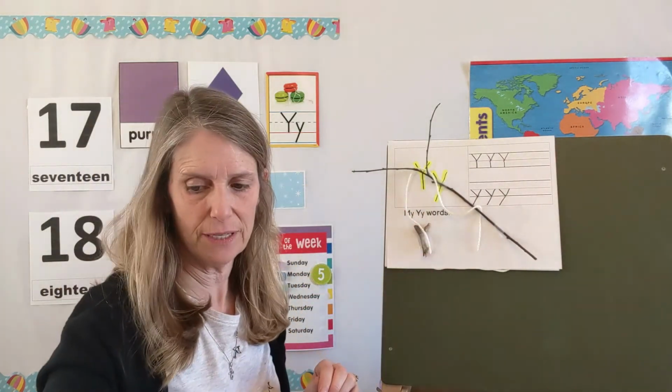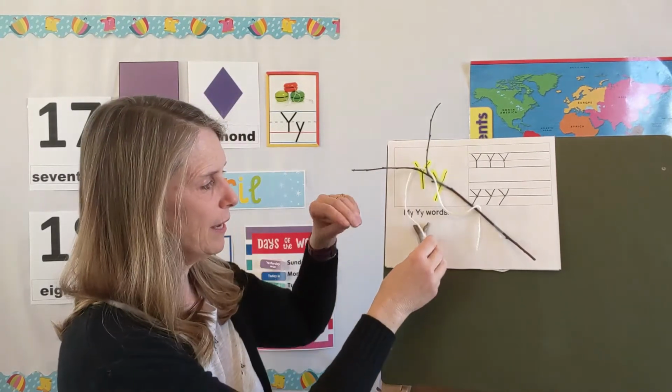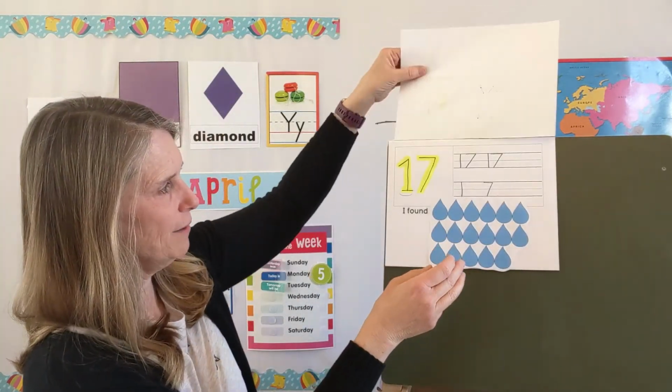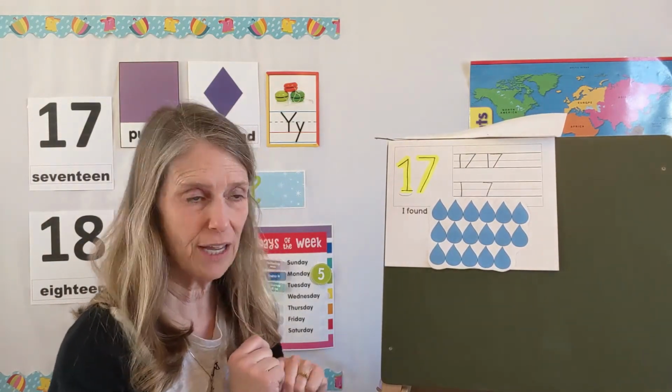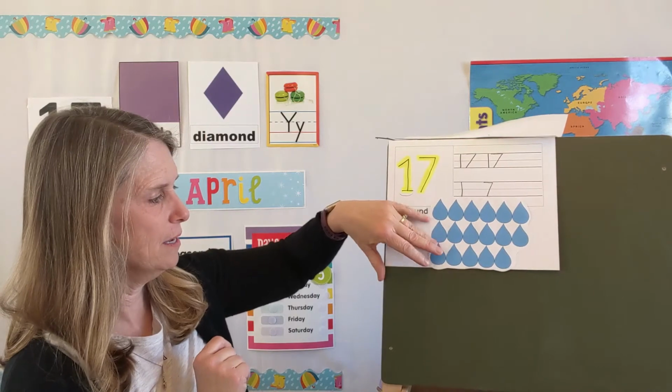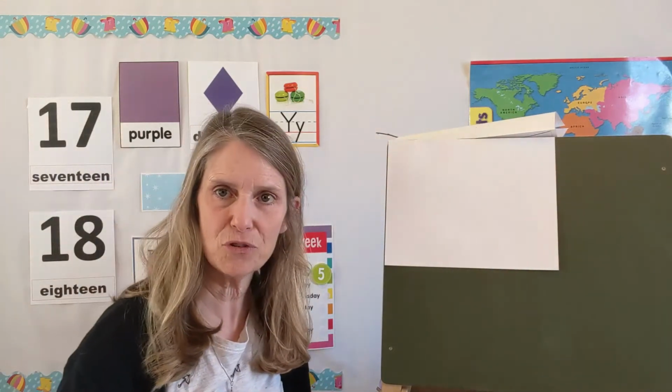I'll put that over here and save that for another time. I have my yarn and my Ys on this page. On this page, I have my 17 and my 17 raindrops, but I have one more page hiding behind there. I want to do something with you guys. April showers again. We are going to make April showers.